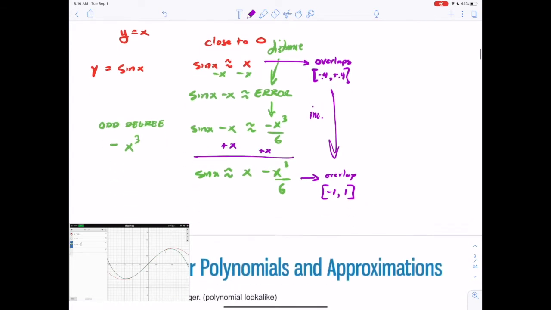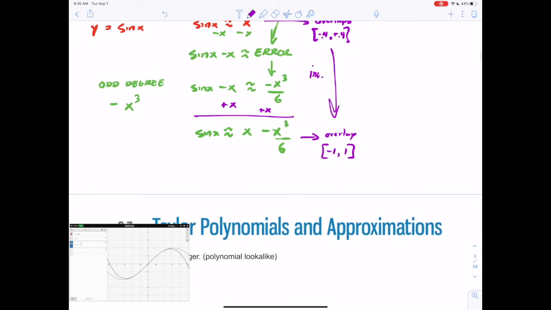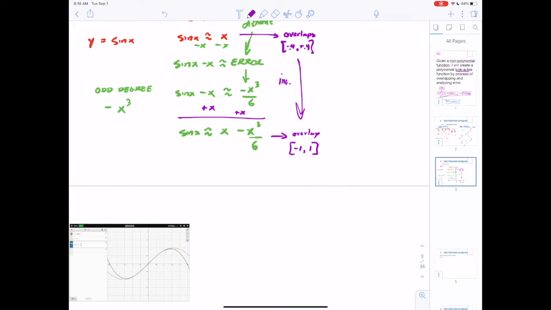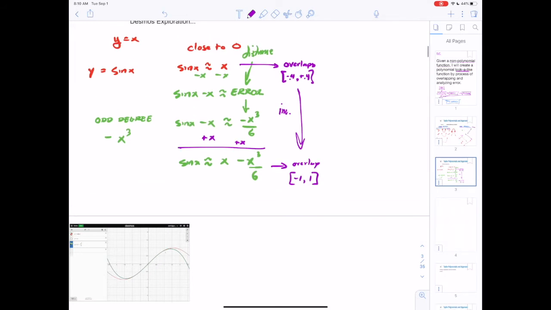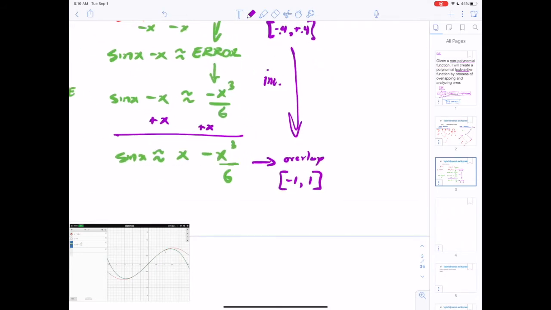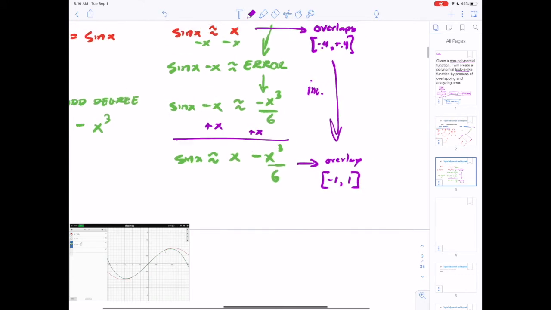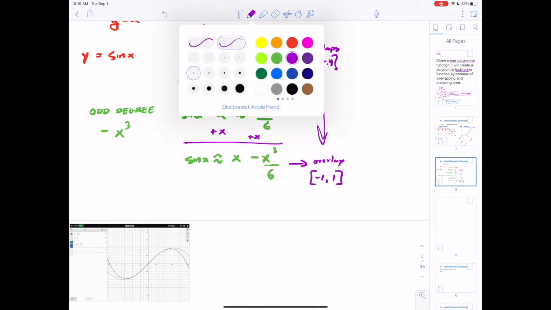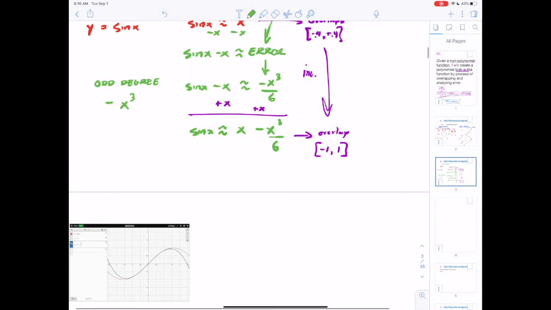So look, this right here is just an approximation, because right after 1 and right before negative 1, they start to separate, right? So what we can do here is just like the linear function, we can calculate our error. So what we're going to do here is we're going to take all this and we're going to subtract it over to the other side.